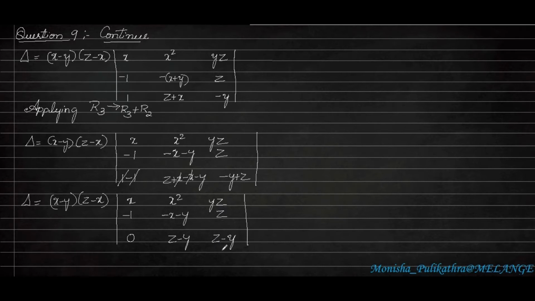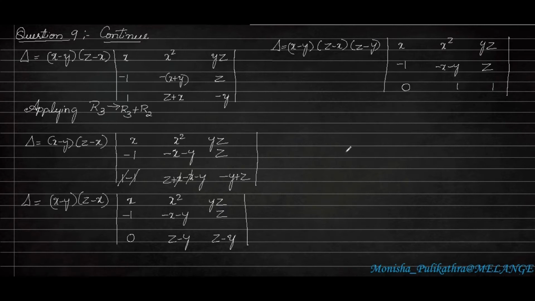Next I will be taking the common term z minus y from the third row. So delta is equal to x minus y, z minus x and z minus y. When I take z minus y, the remaining will be x, x square, yz as it is, minus 1, minus x minus y and z, and in the third row 0, 1 and 1. Since I have taken z minus y common here, 1 and 1 remains.